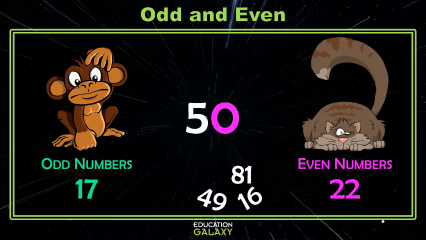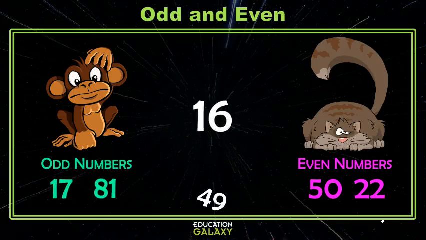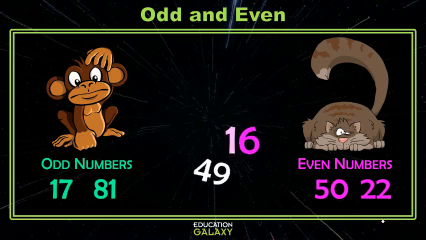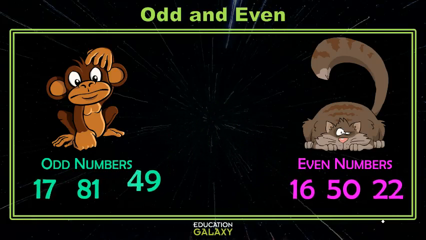50 ends in 0. 0 is on our list of being able to be even. 81 ends in a 1, not a 0, 2, 4, 6, or 8, not on the list, not part of the group, off to the odd pile. 16 does end in a 6. That's part of 0, 2, 4, 6, or 8, which means it can go with the evens. And lastly, 49, ending in a 9, is not a 0 or a 2 or a 4 or a 6 or an 8, and off it goes to the odd pile.